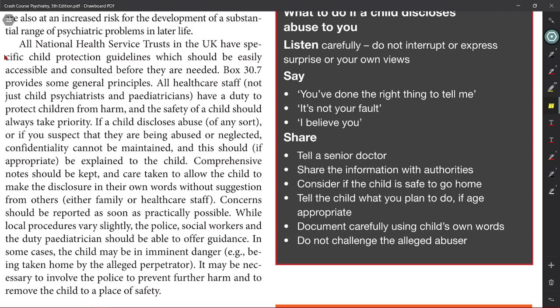Next, we will talk about some general principles. All healthcare staff, not just child psychiatrists and pediatricians, have a duty to protect children from harm, and the safety of a child should always take priority. If a child discloses abuse of any sort, or if you suspect that they are being abused or neglected, confidentiality cannot be maintained, and this should, if appropriate, be explained to the child. Comprehensive notes should be kept, and care taken to allow the child to make the disclosure in their own words without suggestion from others, either family or healthcare staff.